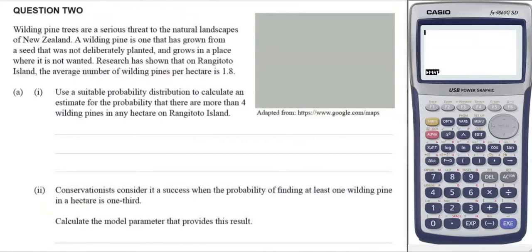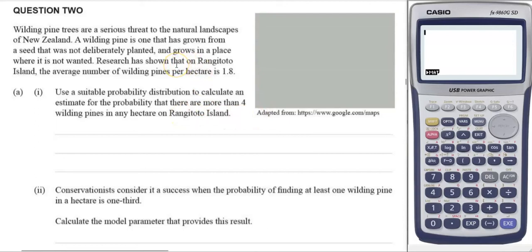Okay, pause to read question 2 if you need to, and we'll crack on. There would have been some kind of picture up here in the real paper, but it's not needed for the question. Okay, so use a suitable probability distribution to calculate an estimate for the probability that there are more than 4 wildling pines in any hectare on Rangitoto Island.